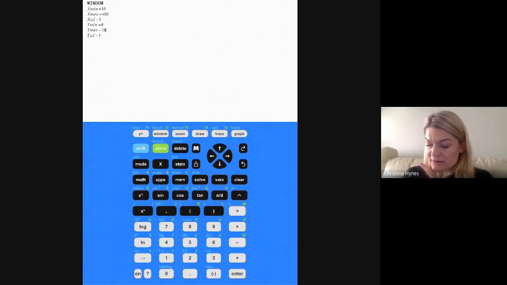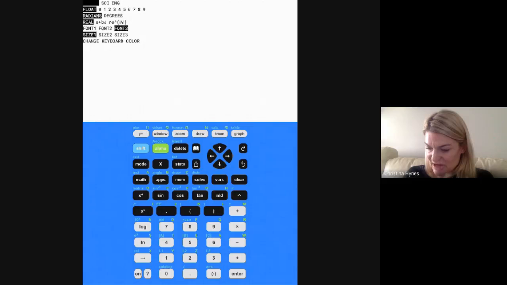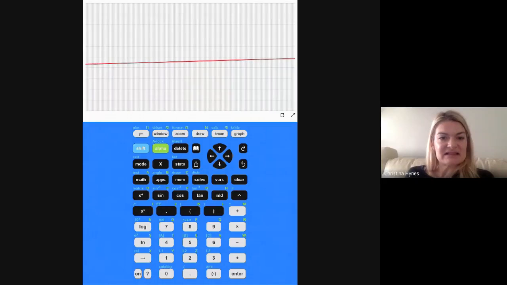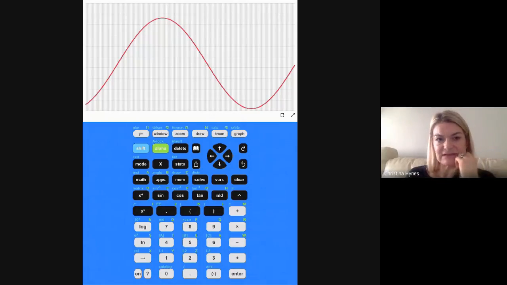Now, what's important here is you have to be in radians mode. So for this question, you're going to press mode, highlight radians, press enter, and then graph it. And you should be getting this nice wave shape. If you don't get this wave shape and you get something like a straight line or jagged stuff, that means you don't have the right window or you don't have the right mode. So having the right window and the right mode makes a difference, because you get the wave shape.